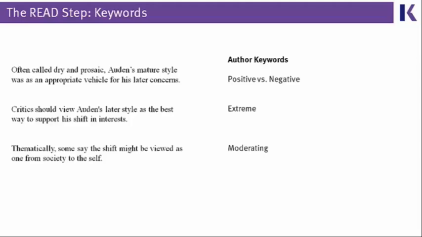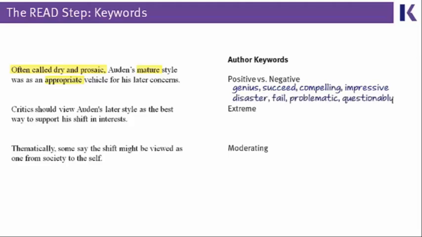Often called dry and prosaic is a keyword group there that's going to be negative. Dry, prosaic, these are negative words, and it tells us the author's intent to realize that somebody thought Auden's writing was not particularly good. However, we also have positive keywords in here. We can see the word mature and appropriate are the author's way of saying Auden's poetry is actually just fine, just great, it's mature, it's appropriate, so we know that the author thinks that Auden's poetry is a good thing. Here's some examples of positive keywords like genius, succeed, compelling, impressive, and then there's some negative ones as well. Disaster, fail, problematic, questionably.